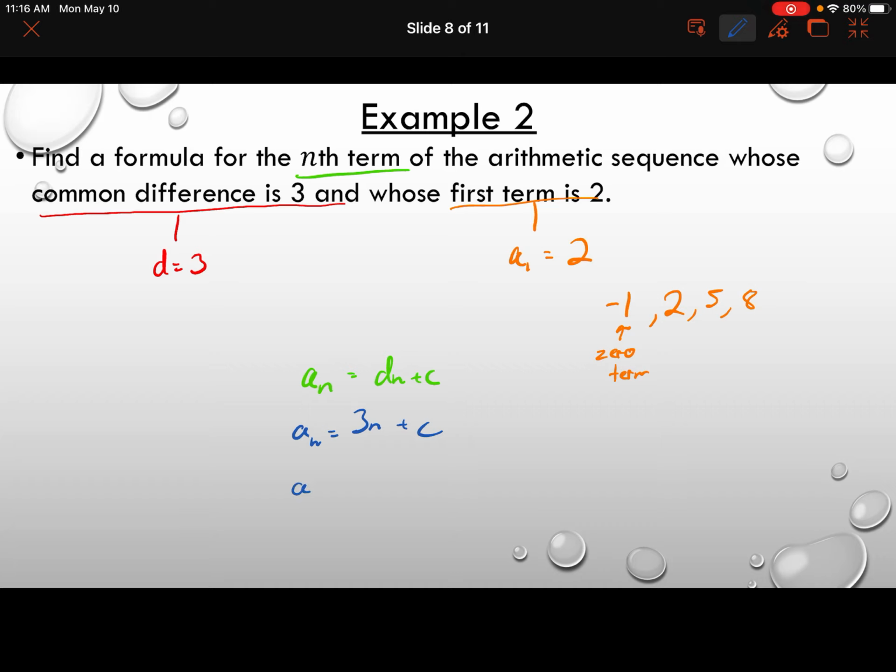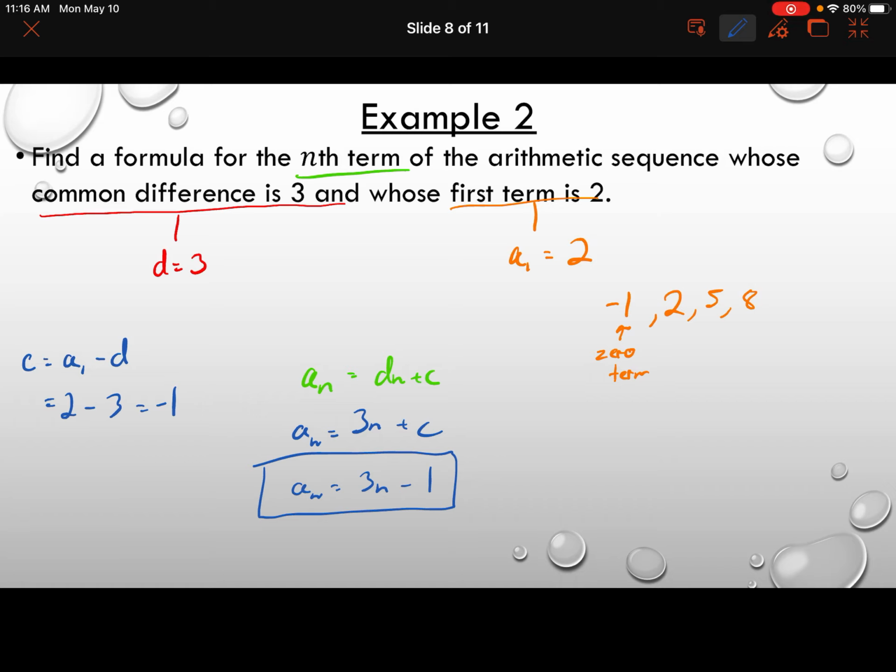Or another way, as I explained in the previous slide, is we could also just do c is equal to a sub 1 minus d. Well, a sub 1 is 2. The first term is 2. And then the difference is 3. So that means c is negative 1. So we could have also done it that way. Ta-da! There's your explicit formula for this arithmetic sequence.